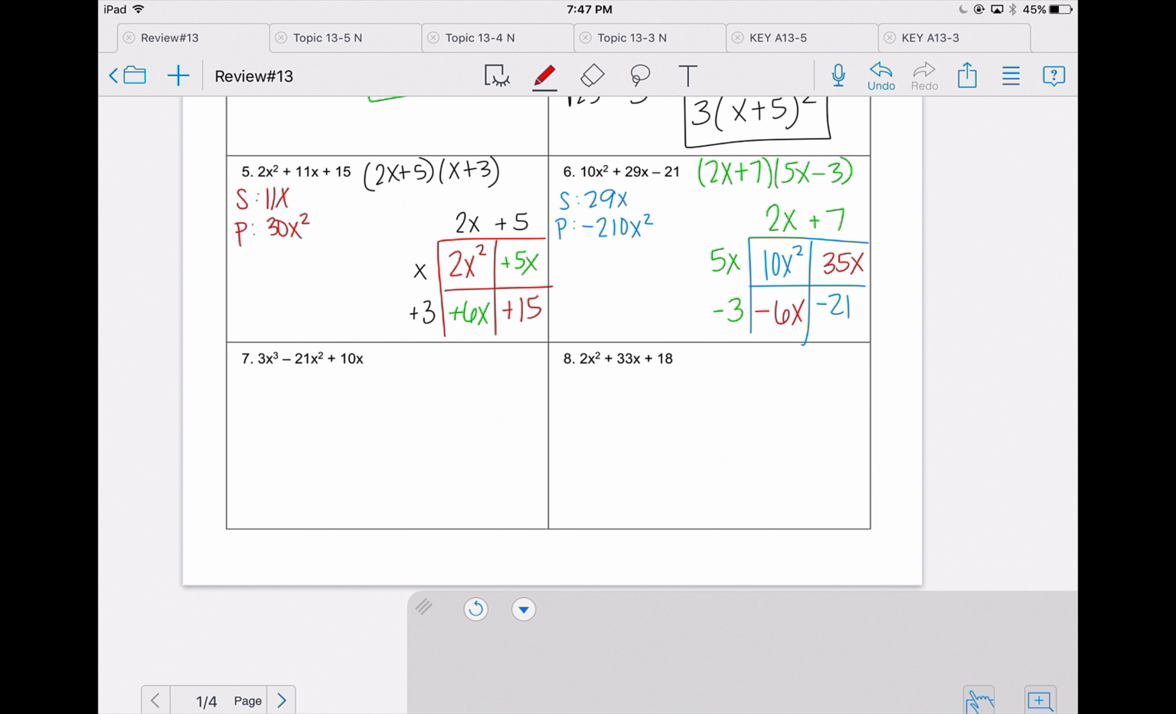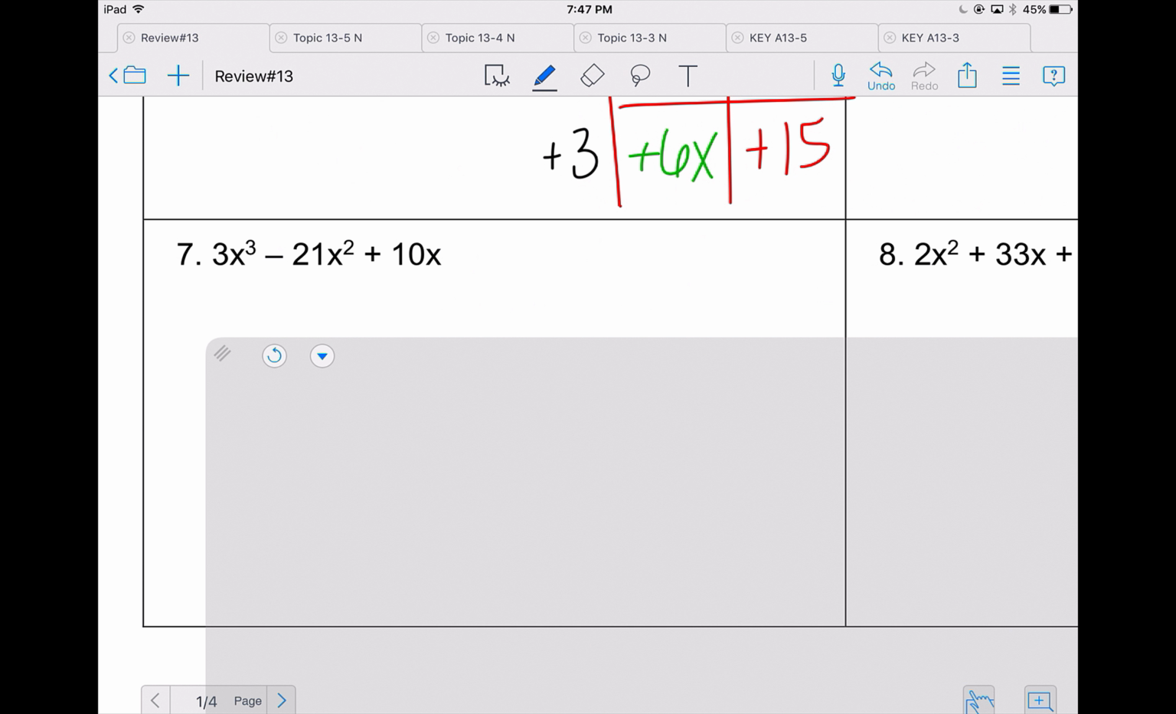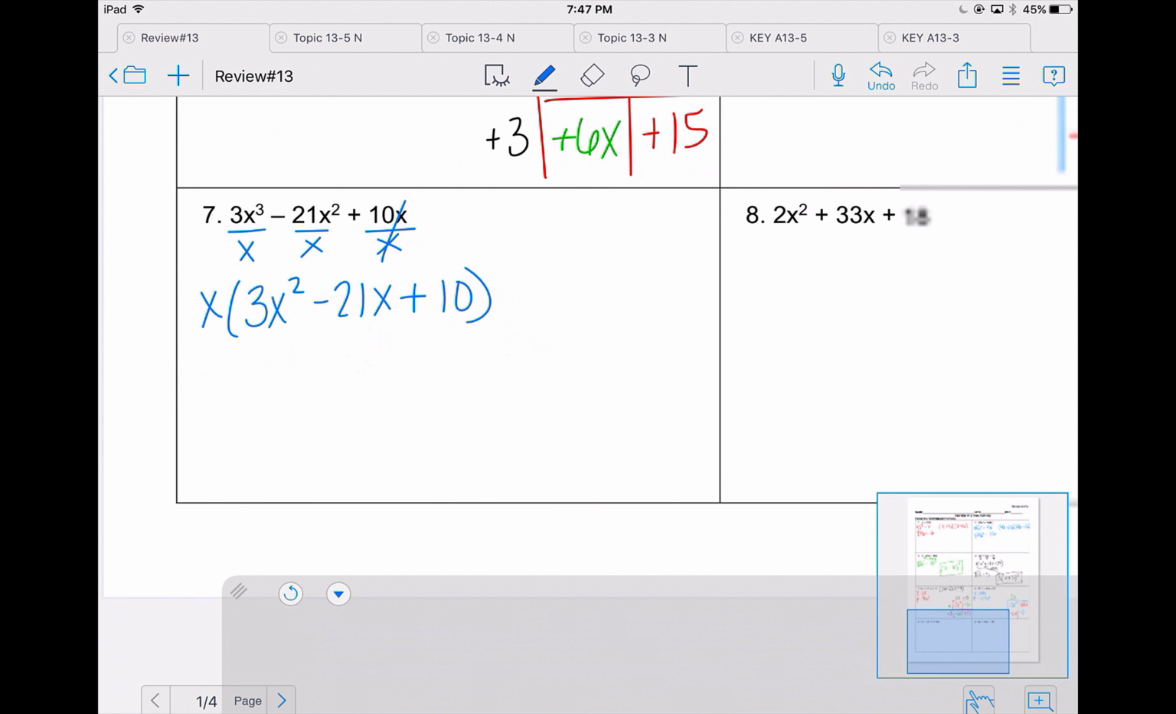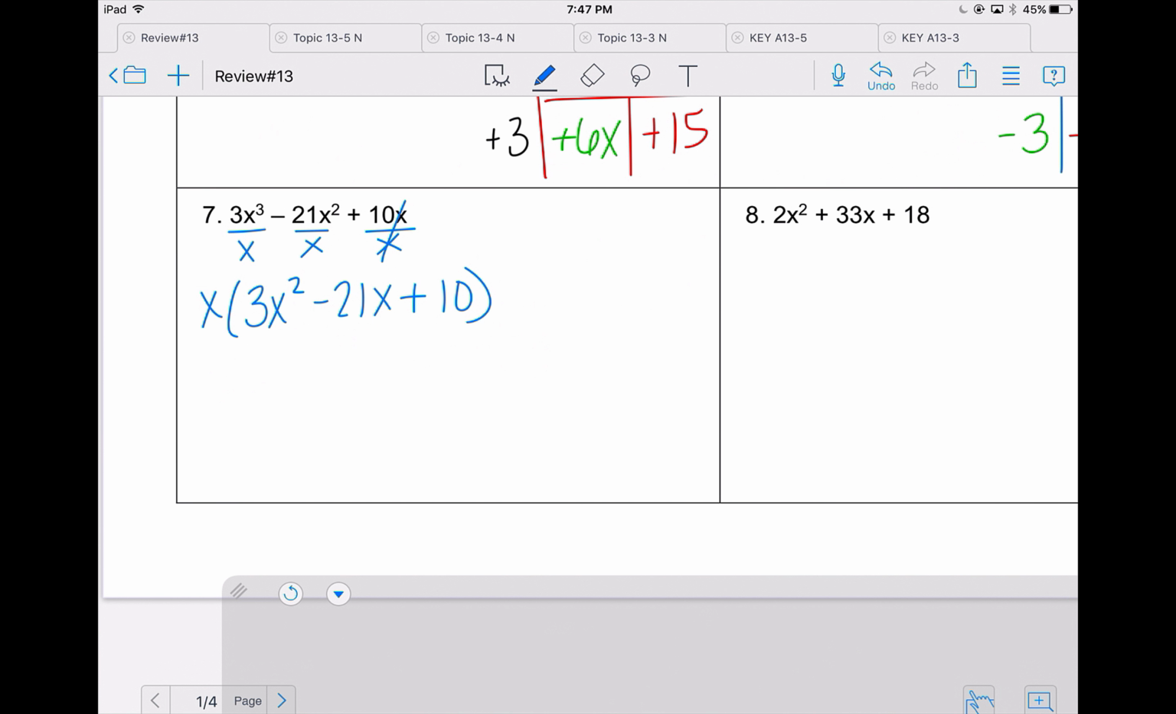Problem 7. I have 3x cubed minus 21x squared plus 10x. So I can see that all of these have an extra x that I can take out. It looks like the first two terms I can take out a 3, but I can't take 3 out of 10. So I have to leave my numbers alone and just take out the x. Remember that your x's get 1, or you subtract your exponents. And then if you have x divided by x, it cancels.